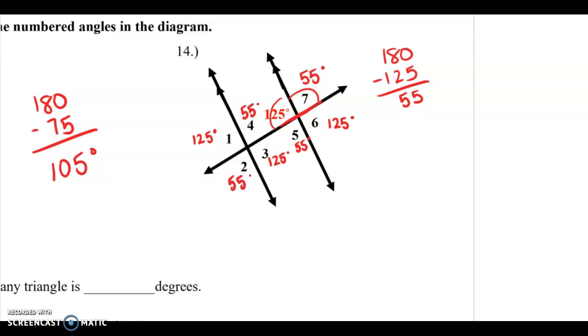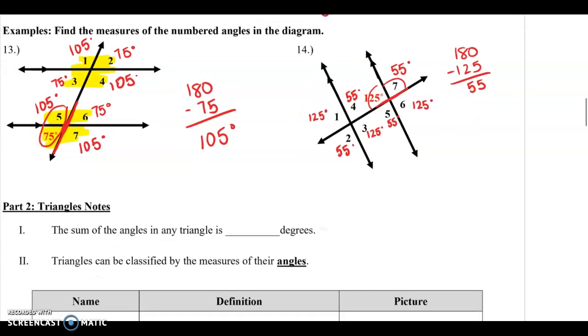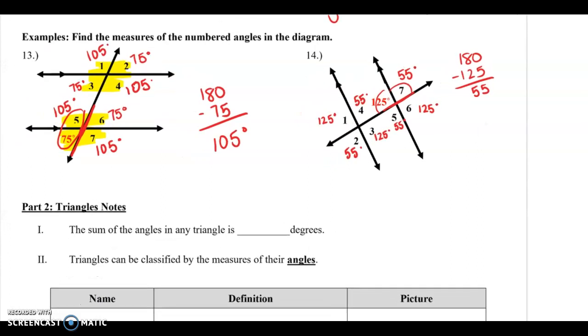Okay? And notice, some of you might remember that a whole circle has to add up to 360, so you can check yourself by adding up all 4 of those angles. It should add up to 360.